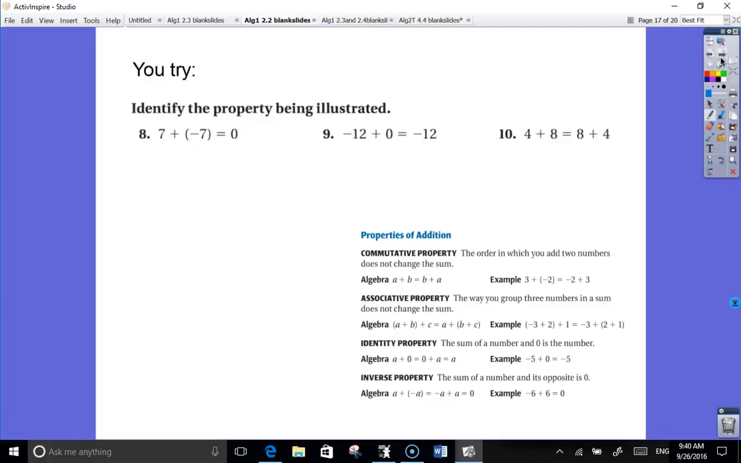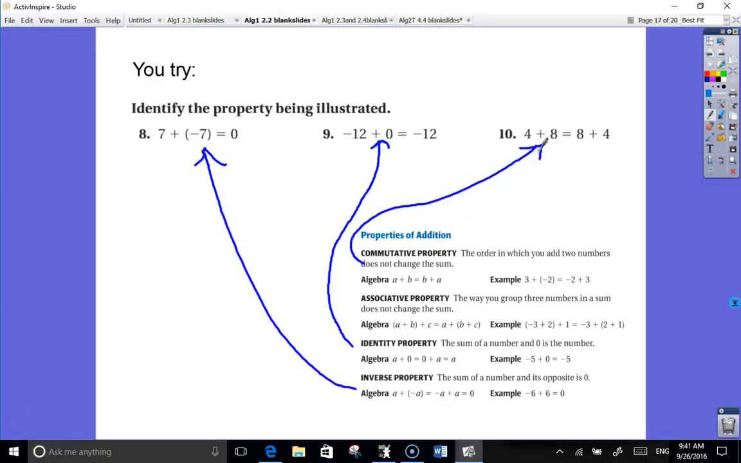That's your try. What's the first property? Okay, that's this one, right? That's inverse. What's the second one? It looks like identity. If you add 0 to anything, you get the same thing. And what did they change on the third one? Commutative is just order.